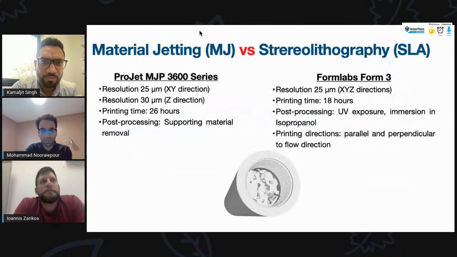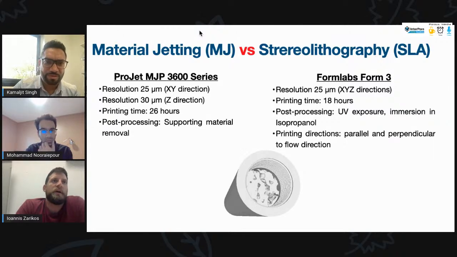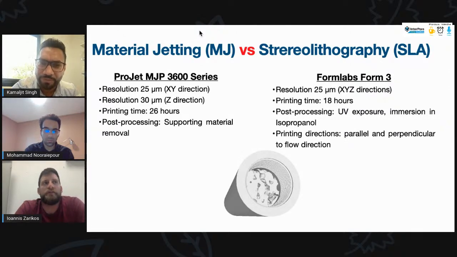Now, as I said before, we used two different techniques, material jetting and stereolithography. We used two commercial printers in this case. For multi-jet, as they call it from the company printing, we used a Project MJP 3600. We managed to print at a resolution of 25 microns in X and Y direction for 26 hours, followed by quite a lengthy process of removing the wax.